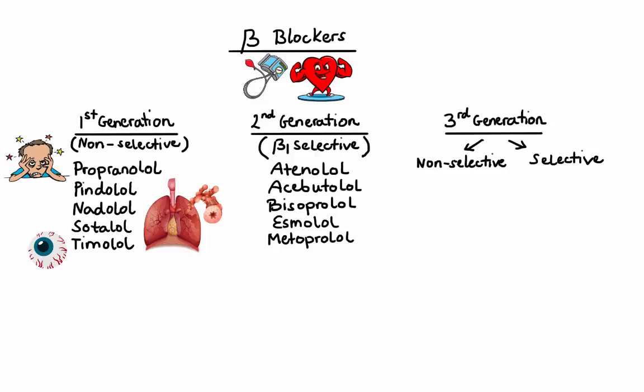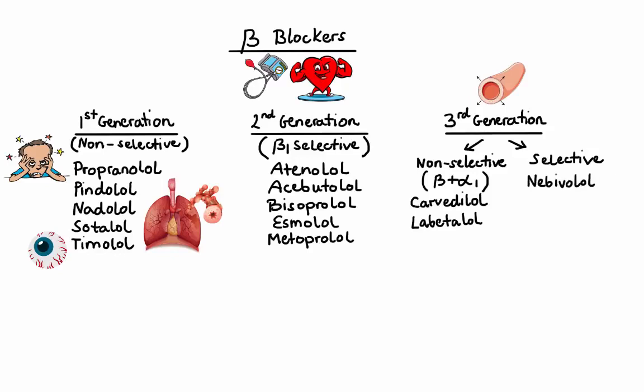However, what makes the third generation beta blockers different from the other two is that they also act on blood vessels to cause vasodilation. So here we have non-selective agents such as carvedilol and labetalol, which produce peripheral vasodilation by blocking not only beta but also alpha-1 receptors. And on the other hand, we have beta-1 selective agents such as nebivolol, which produces vasodilation by inducing the release of nitric oxide from endothelial cells, and betaxolol, which is thought to produce vasodilation by additionally blocking calcium channels.